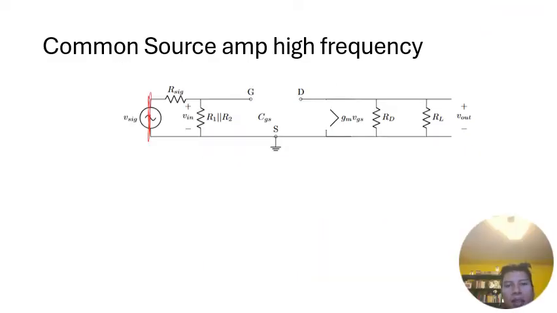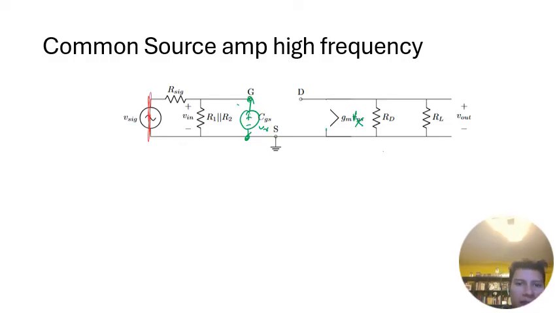Okay, so let's try to find the time constants for CGS. To do that, we have to connect a source Vx here. Well, hey, look, when we do this, this is connected between the gate and the source, so this actually becomes Vx.